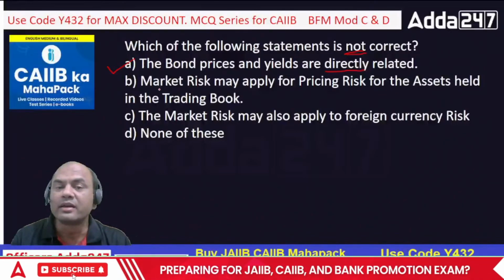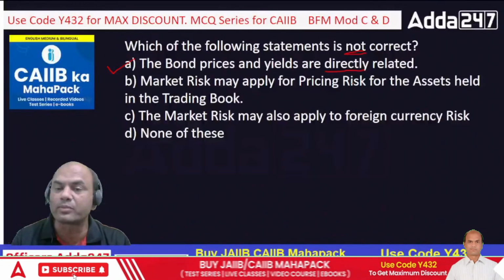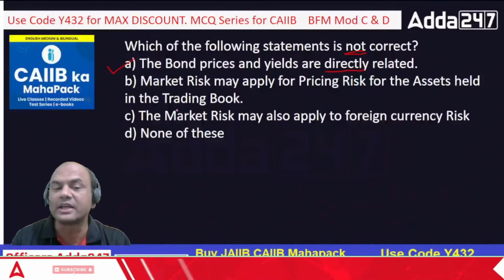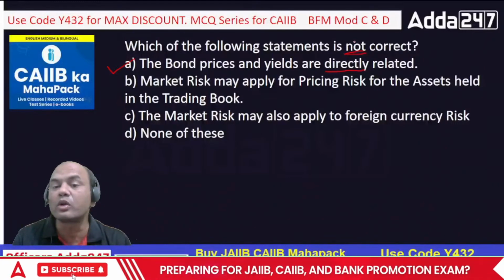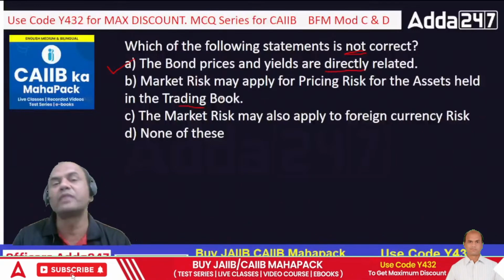But what about B? Just give me the logic behind B. Market risk may apply to pricing risk for the assets held in the trading book. We want not correct. Now what is trading book? Okay, give me the answer.